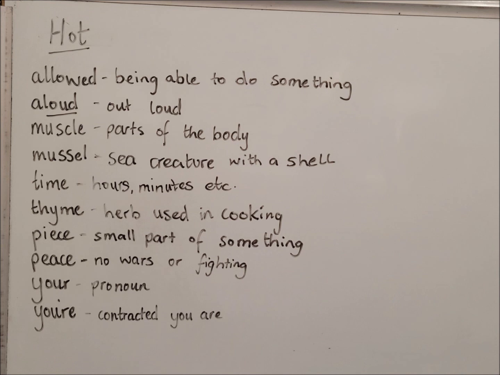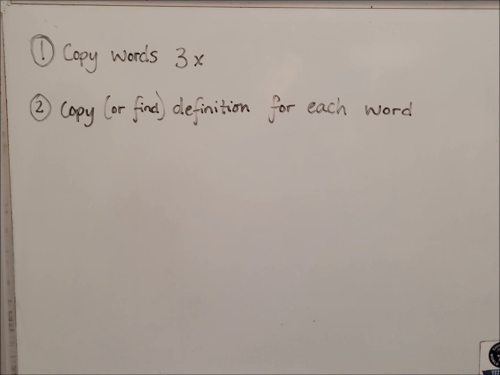So you can decide what list you want to do today. You can decide if you want to do hot or if you want to do medium. The tasks for today, just as usual, I would like you to copy your words 3 times, and please make sure you are double checking the spelling is accurate. And then the second task, I would like you to copy my definition, or you can find your own definition. You can look up a dictionary online, or if you've got a dictionary in the house, find a definition for each word and write it down on a piece of paper, on your jotter, whatever you fancy.